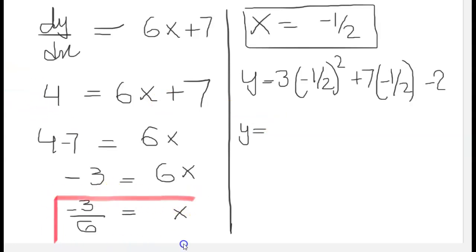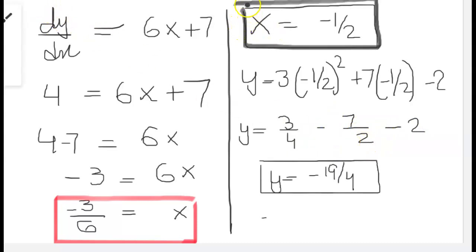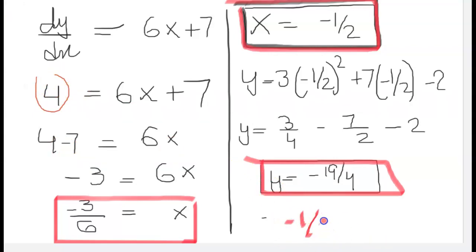let's highlight this one first. When you solve this, this becomes 3 over 4 minus 7 over 2 minus 2. And then if you put that in the calculator, you will get an answer. Okay, so we got the value as x equals minus half. We put that one there, and we got the y as that one. So the coordinate where the gradient is 4 is minus half, comma, actually minus 19 over 4. So this is the coordinates.